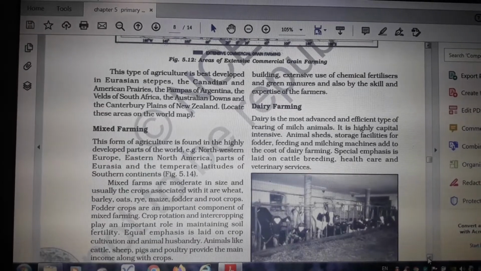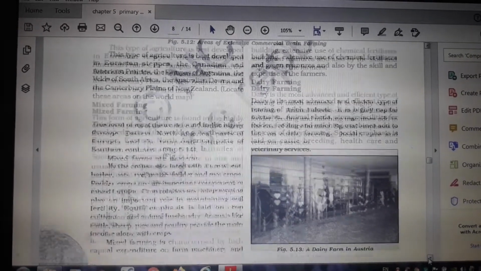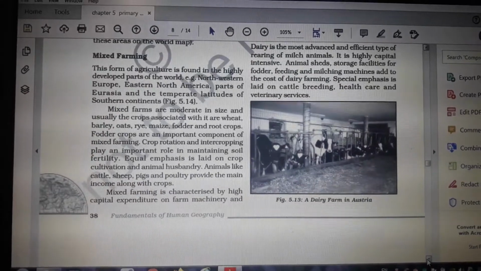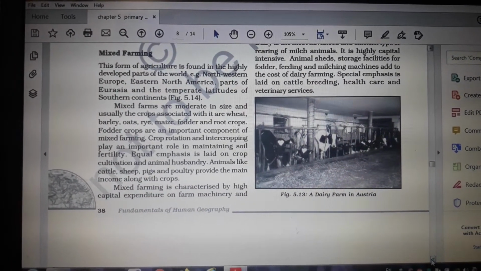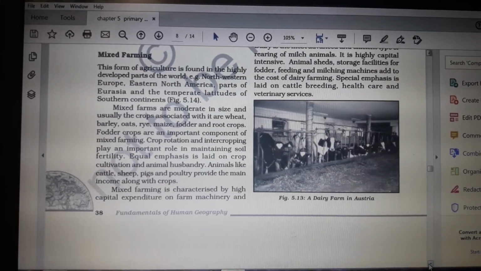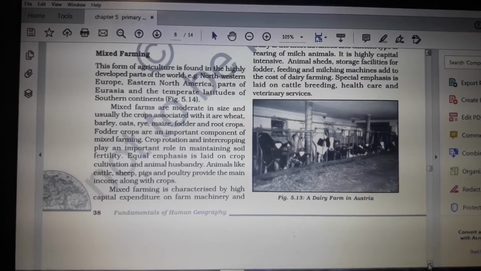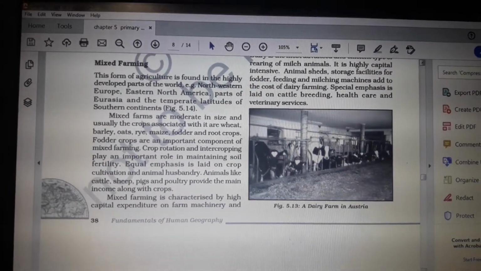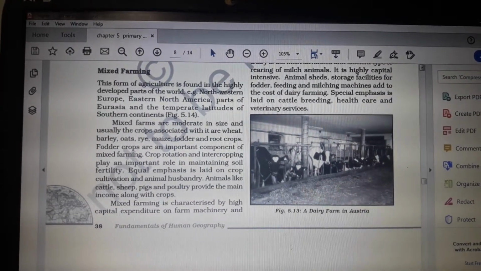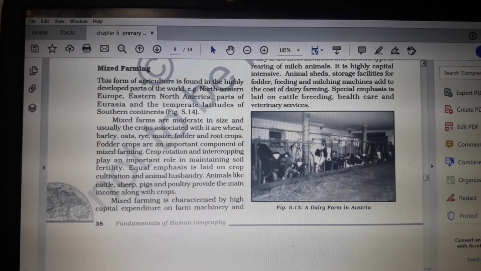Then next, coming to mixed farming. So what is mixed farming? In mixed farming the farmer cultivates intercrops, because the main aim is to get more yield from the soil. If you cultivate only one crop, it exhausts all the soil fertility. That is why they follow intercropping, in order to maintain the soil fertility.